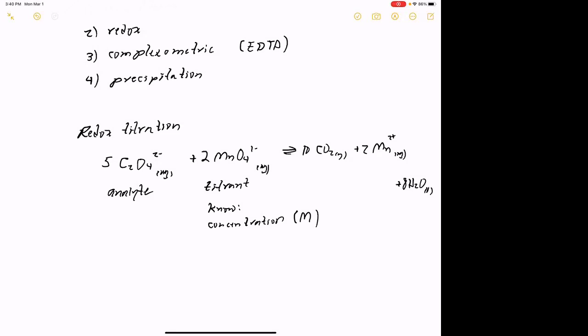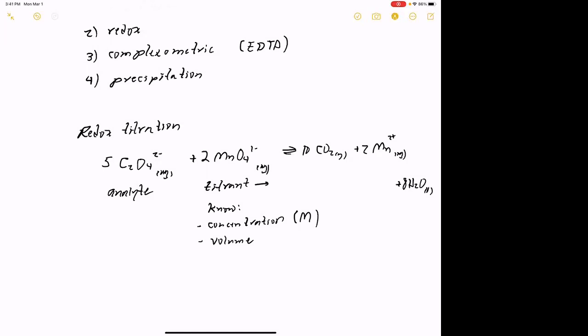So to get to moles, what's the other piece of information I need? Volume of solution. Yeah, you need volume. So you need to know the concentration and you need to know the volume of the titrant that you're going to use, okay? Now, why do I call it the titrant?